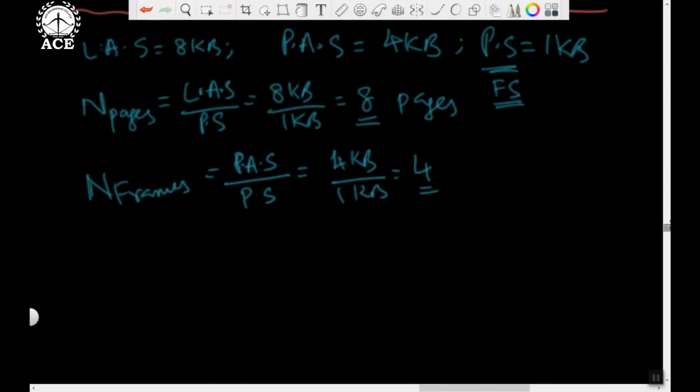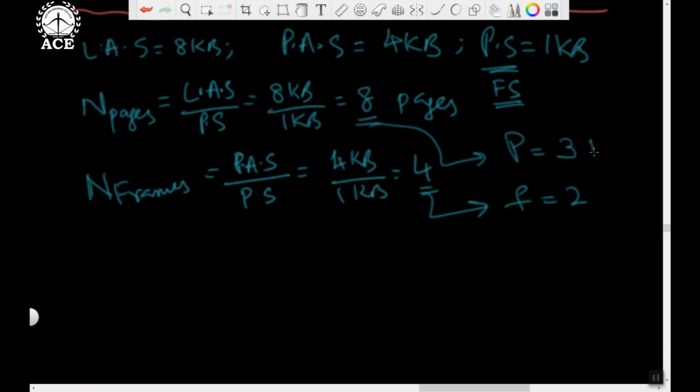How many bits for the frame number F? 4 frames are there. So how many bits are needed? 2 bits. So 3 bits and 2 bits. This is how we get the page number and the frame number. Now the next aspect is how we are going to get the logical address and physical address format.